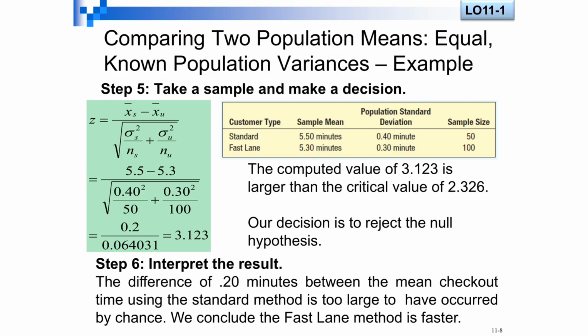So now we have to decide. We have to reject the null hypothesis, right? Because the value that we got is in the rejection area, it is more than the value from the table. So what does it mean? It means that the time difference did not happen by accident. Of course, there is a difference between the fast lane and the standard lane.